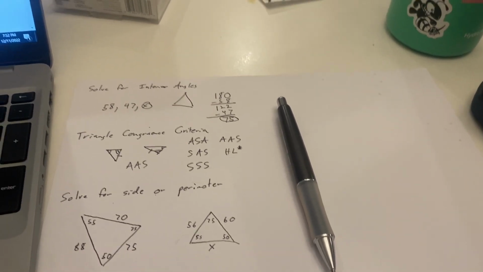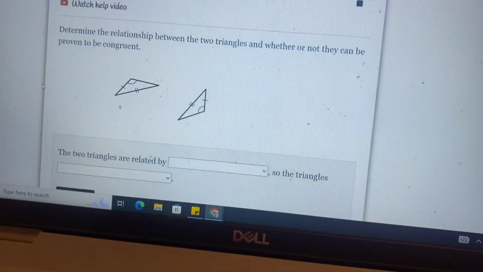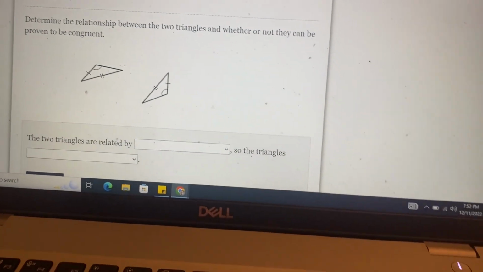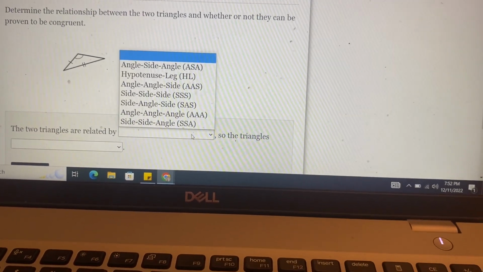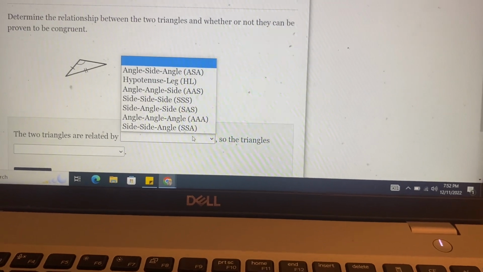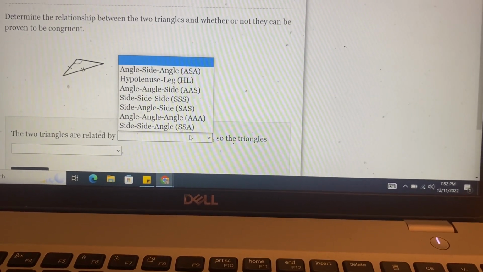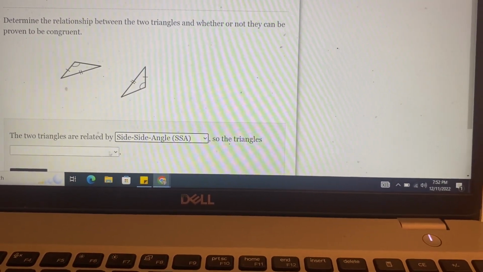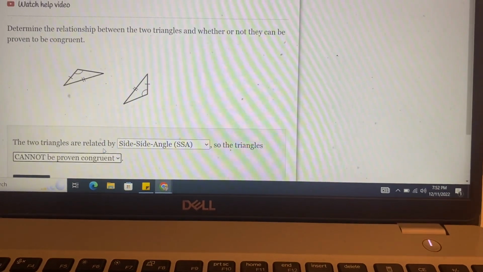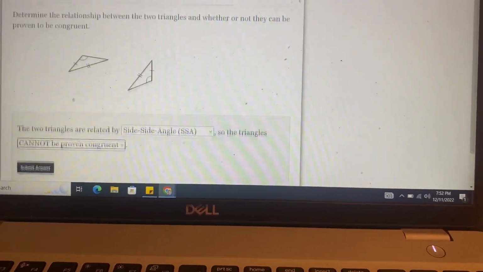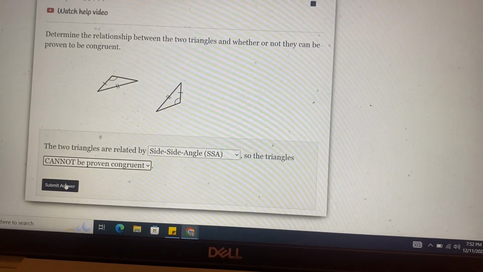Don't forget that horrible arrangement of letters that would be angle, side, side. So this one, all they've got is angle, side, side. I think they put it in the other order. Yeah, side, side, angle. These cannot be proven congruent. Okay, side, side, angle, or angle, side, side, however you want to say it.